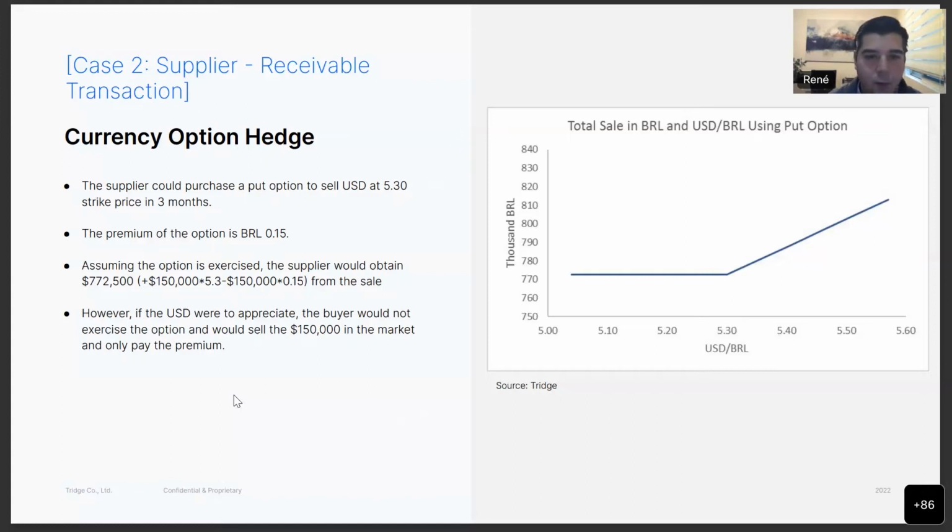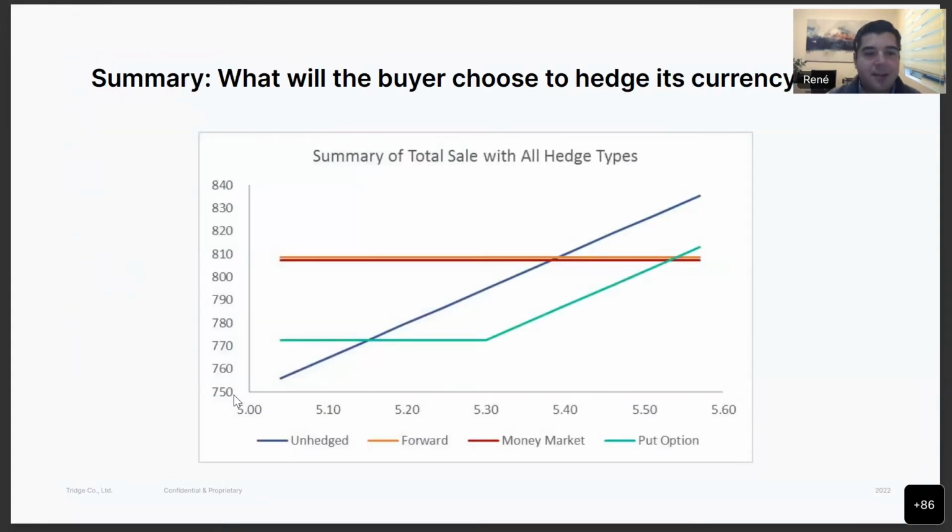So let's look at the summary. You can see here first the blue line, the upward sloping line in blue, is all of the scenarios that can happen if I don't hedge my currency. Now you can see the forward and money market hedges above, and that difference between those orange and red lines against the blue one are actually the potential losses I can avoid against the unhedged scenario, from 5 to 5.35 or 5.40, more or less.